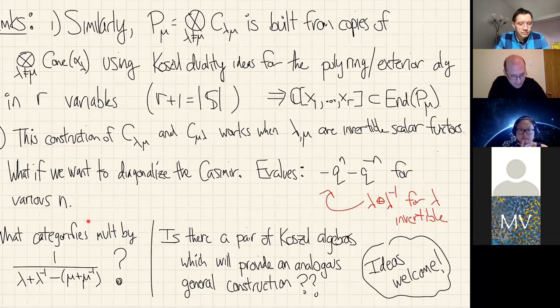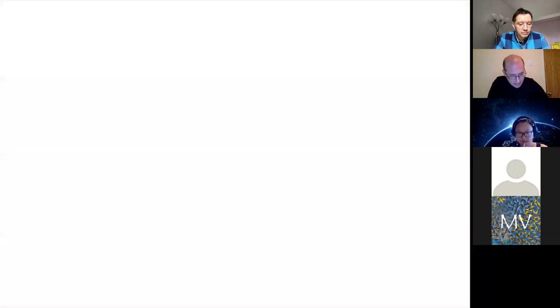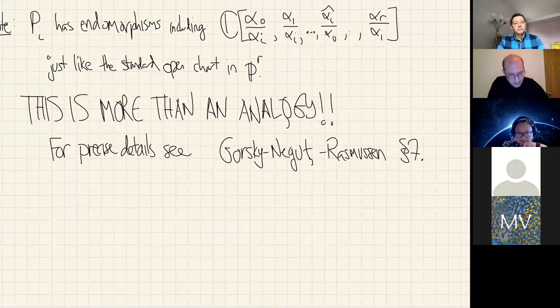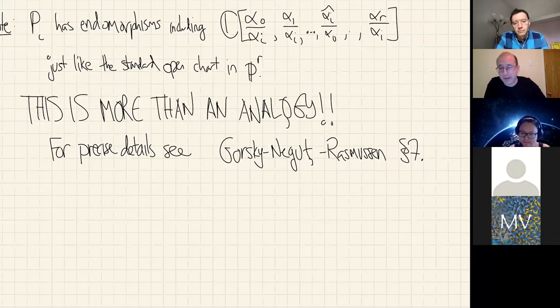I'm going to skip my next topic and move straight on. What I'm skipping is some absolutely beautiful stuff of Gorsky and Nagutz-Rasmussen, which is sort of connecting what's happening here to projective space, coherent sheaves on projective space. This is an absolutely utterly beautiful theory that you all should read, but I want to get to the Hecke algebra, and so I only have so much time. I'm sorry.